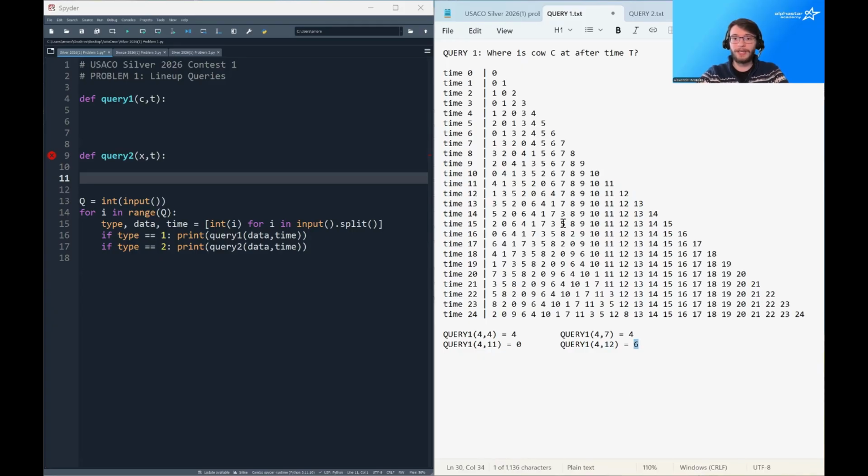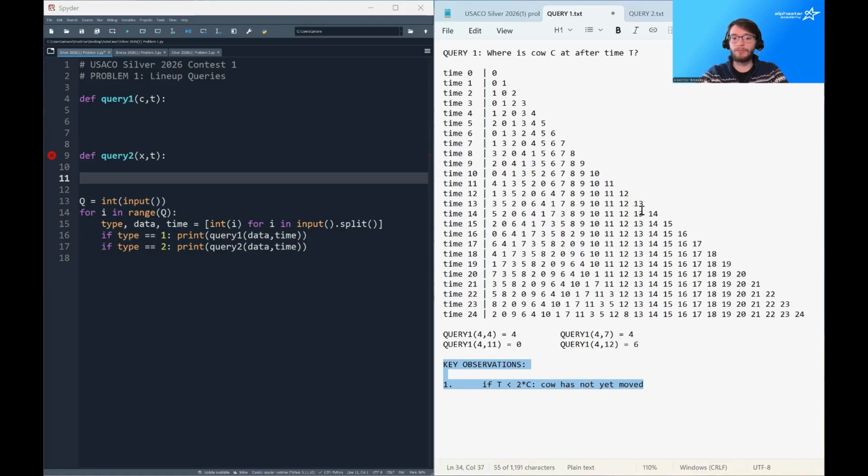What's interesting is that the amount of time it takes to jump again is going to be its current position plus 1. So if I'm currently at position 6, the next time I jump is going to be exactly 7 units away. So let's take a look at some key observations.